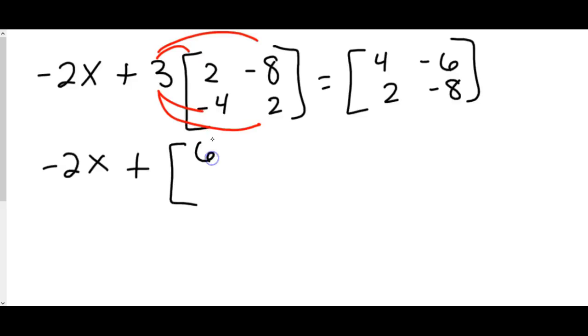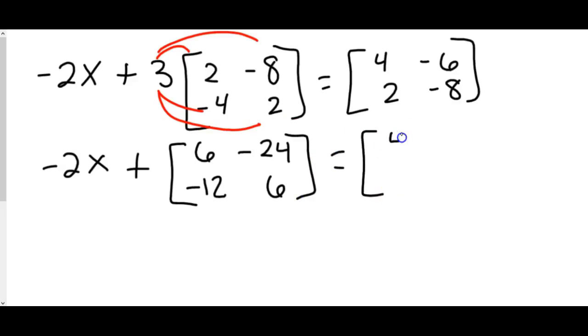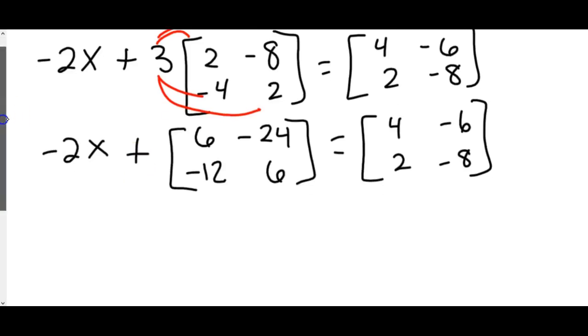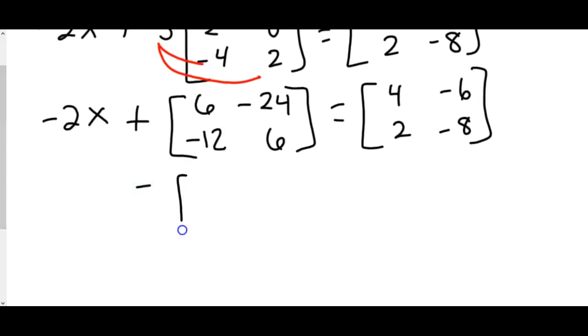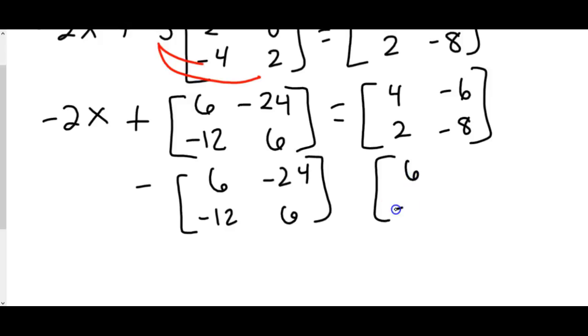3 times 2 is 6. 3 times negative 8 is negative 24. 3 times negative 4 is negative 12. And 3 times 2 is 6 again. Now we can start doing our opposites. So we want to get rid of this whole matrix and move it to the other side. It is adding right now, so the opposite would be to subtract. So we're going to subtract this whole matrix from both sides.